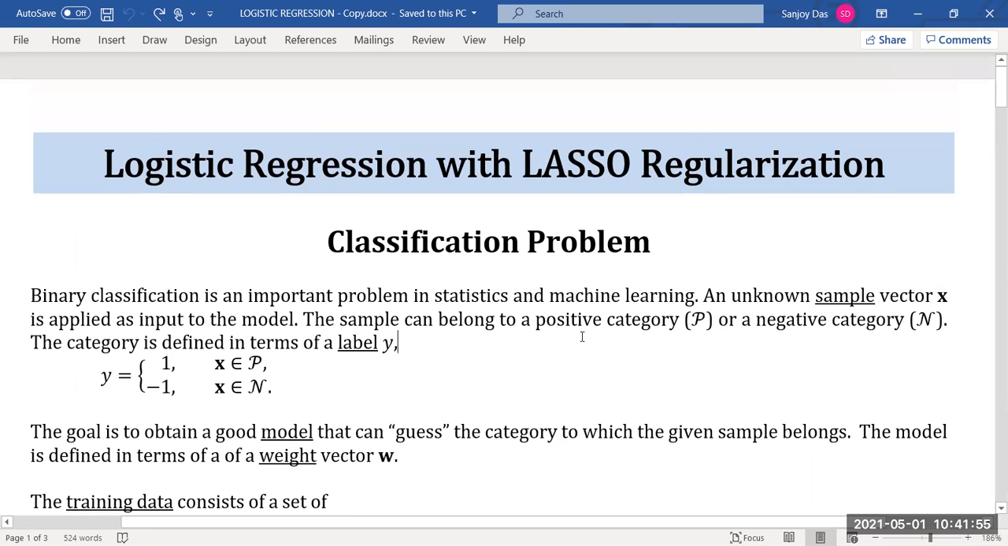Now, what we have is binary classification. Okay, so we have data of this form. X is a set of inputs or features, and Y is its category. Y can be 1 if X belongs to the positive category, and Y must be -1 if X belongs to the negative category. So there are two classes, and this is a simple binary classification problem. Given the X, what is Y?